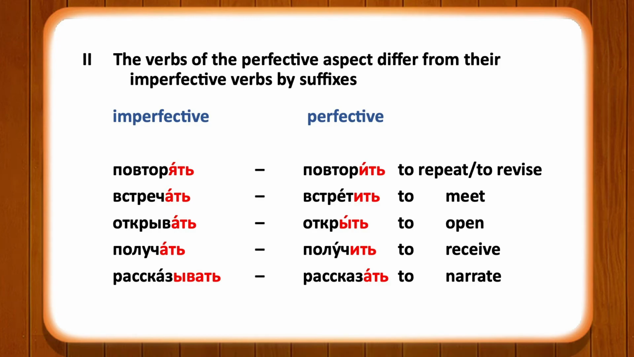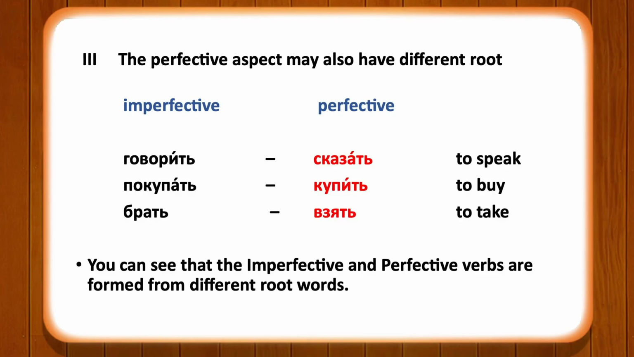The third way in which the perfective aspect differs from the imperfective aspect verb is by having a different root. Let us see some examples of the imperfective and perfective verbs.